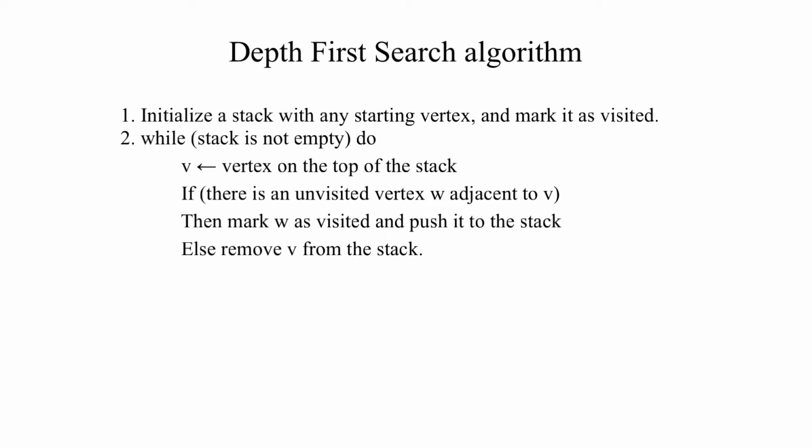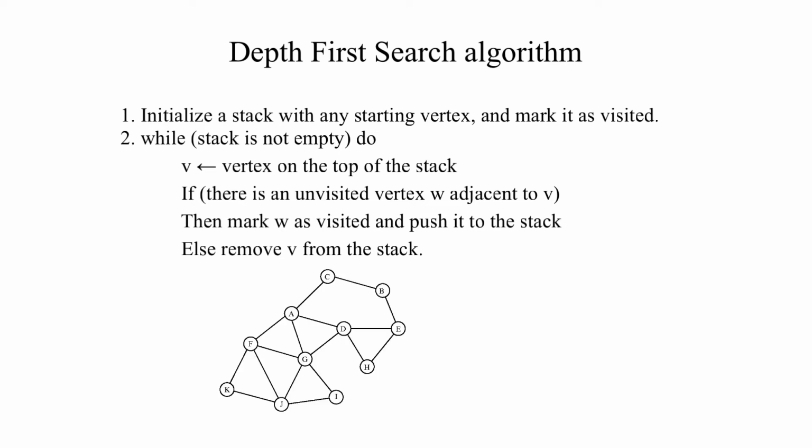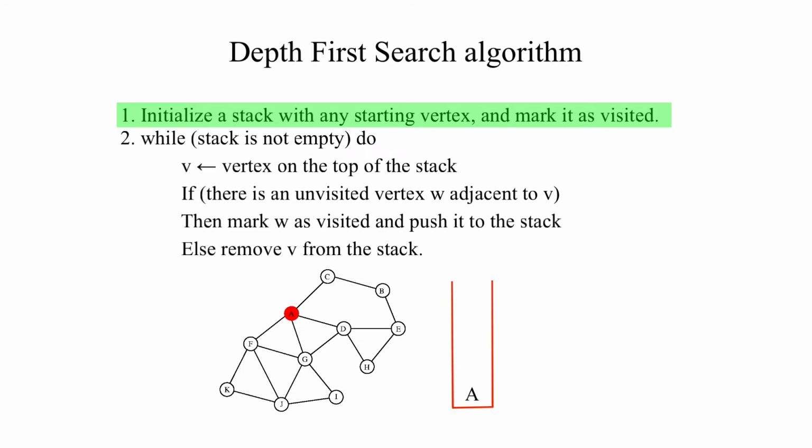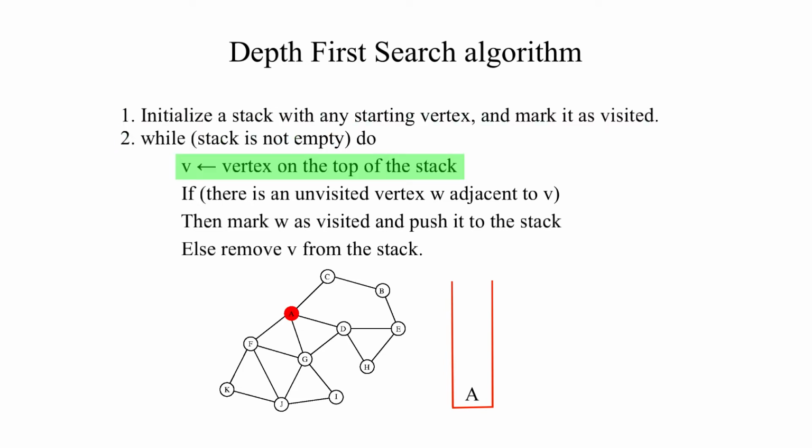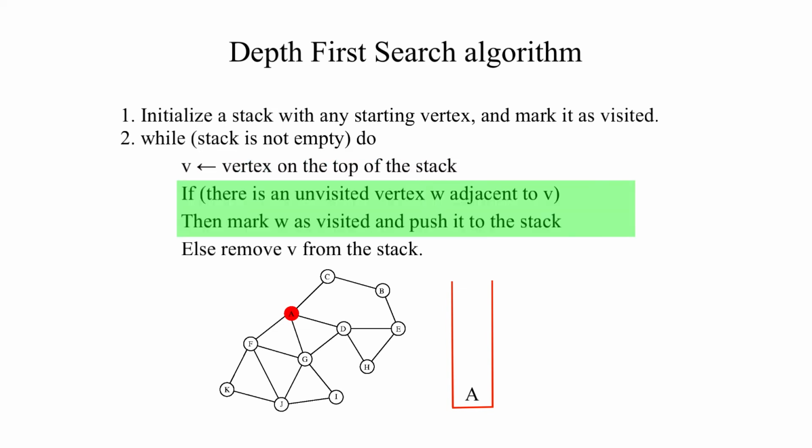To illustrate the algorithm, let us apply it to the previous example. Let us initialize a stack with the starting vertex A, and mark it as visited. Then, the stack is not empty. Take the vertex on the top of the stack, which is the vertex A. If there is an unvisited vertex adjacent to A, we mark it as visited, and push it to the stack. Let us suppose that we mark vertex D as visited, and push it to the stack.